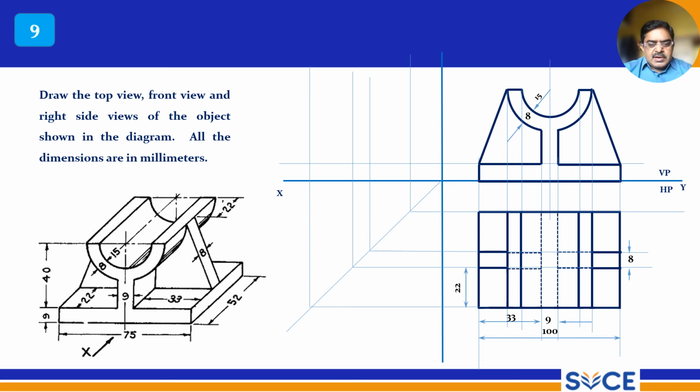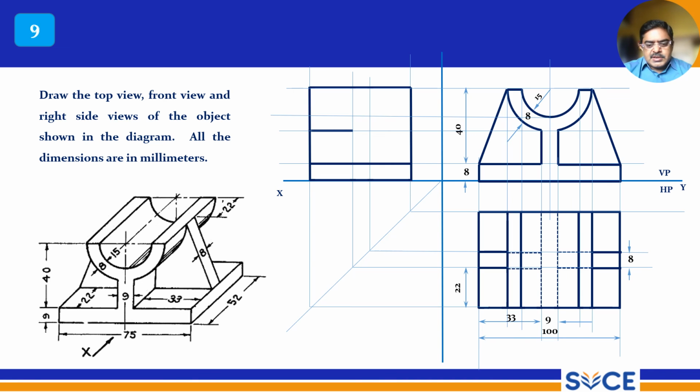So draw 90-degree line, right? X1 Y1 line, and complete the side view also. Side view is very simple, right? Side view is a simple one here, right? Give all the dimensions, right? Front view, top view, and right side view.